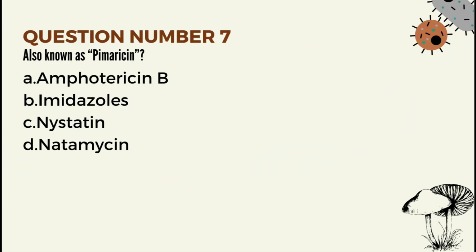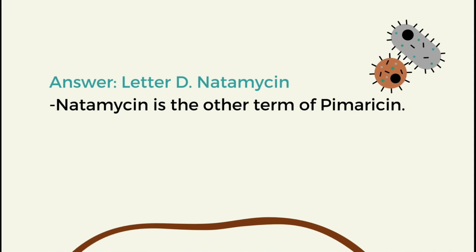Question number 7, also known as pimaricin. A. Amphotericin B. B. Imidazoles. C. Nystatin. Or D. Natamycin. Answer is letter D. Natamycin. Natamycin is the other term for pimaricin.